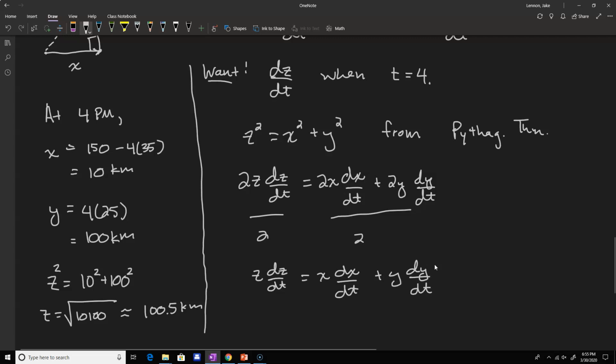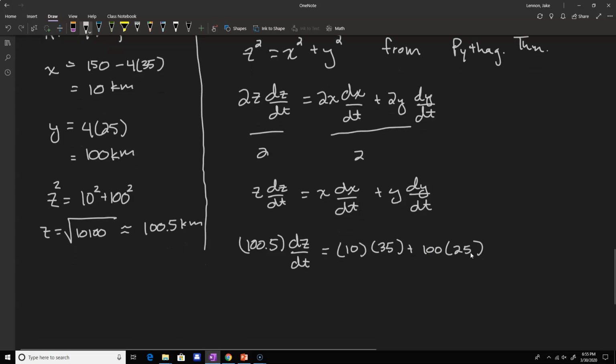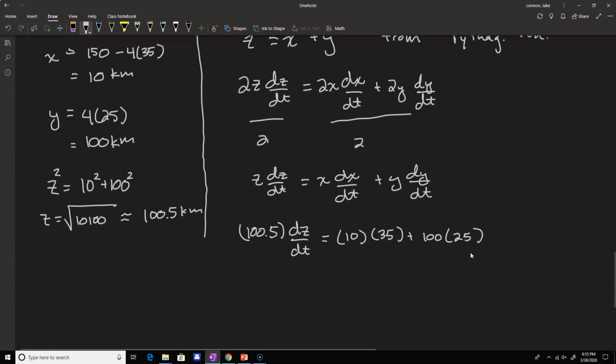And then we can go ahead and plug in all of those numbers that we found. So we saw z was approximately 100.5, and then dz dt is the rate that we want to find, so we just leave that alone. X was equal to 10, and dx dt was equal to 35. Y was equal to 100, and dy dt was equal to 25. And now we just solve this equation for dz dt.